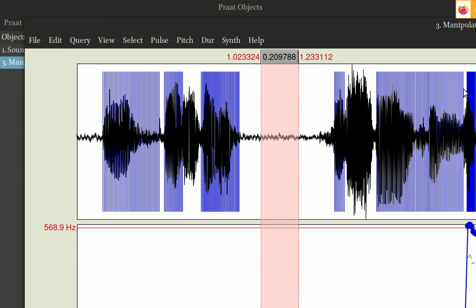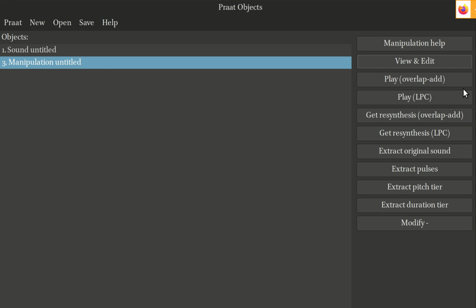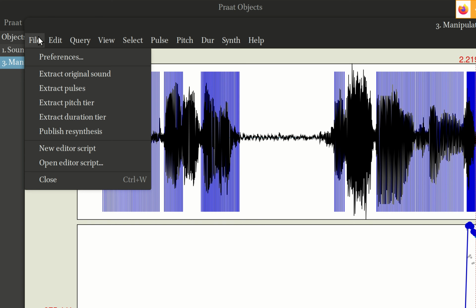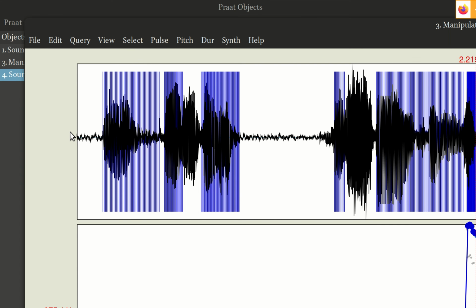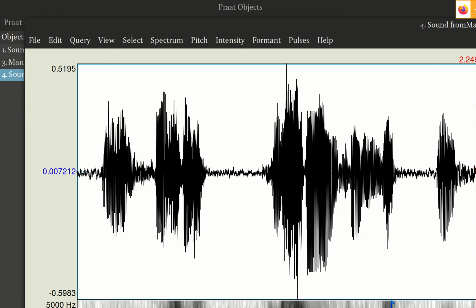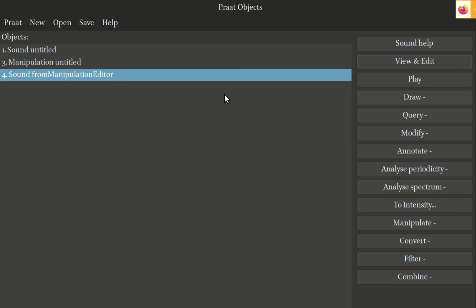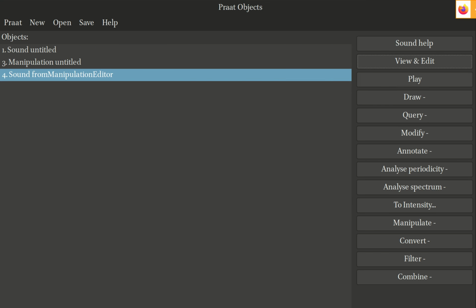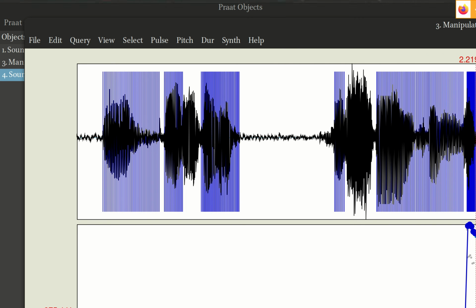Okay, so play around with it. The only thing that I didn't mention, I think, is that it's possible to publish resynthesis, and then you have it as a new object in your project. This is a sentence that I will change. And after this you can save it as WAV and use it everywhere. So I think this is the last thing that I need to say.